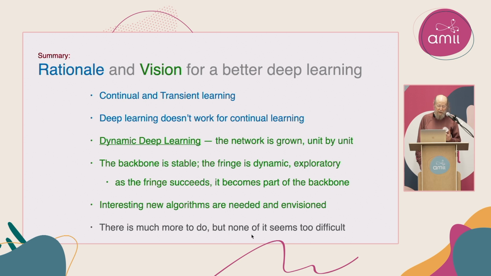So obviously there's much more to do. There are parts that have been left out and parts that are not completely specified. But to me, at least, none of it seems particularly difficult. I think we can actually make a better deep learning that's more suited for agents and reinforcement learning.